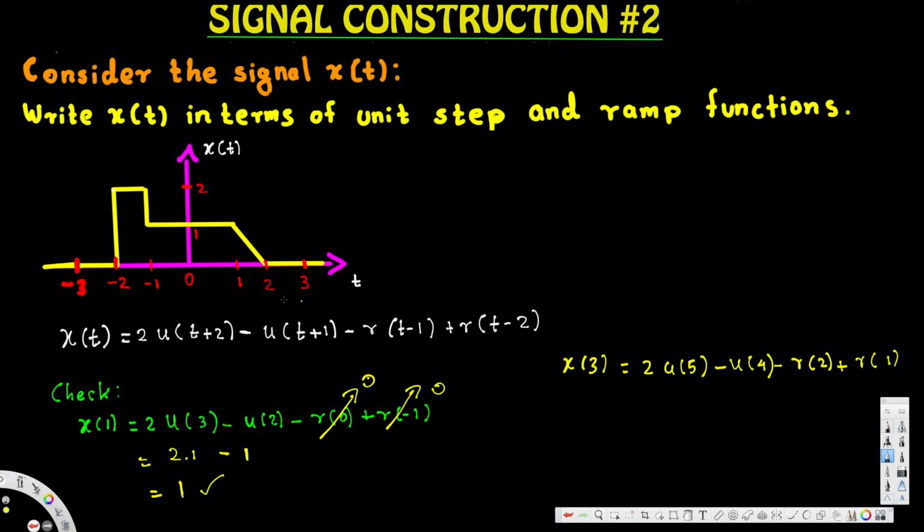So at 3, what do we have here? At 3 we have a 0. Let's see whether we get 0 from here. 2 u of 5, so 2 times the unit step function, that's 1, minus u of 4, that's a unit step function, 1, minus r of 2, that's going to be just 2, and then plus r of 1, that's going to be just 1. So 2 minus 1, 1, 1 minus 2, -1, -1 plus 1, 0. So we get the same answer.